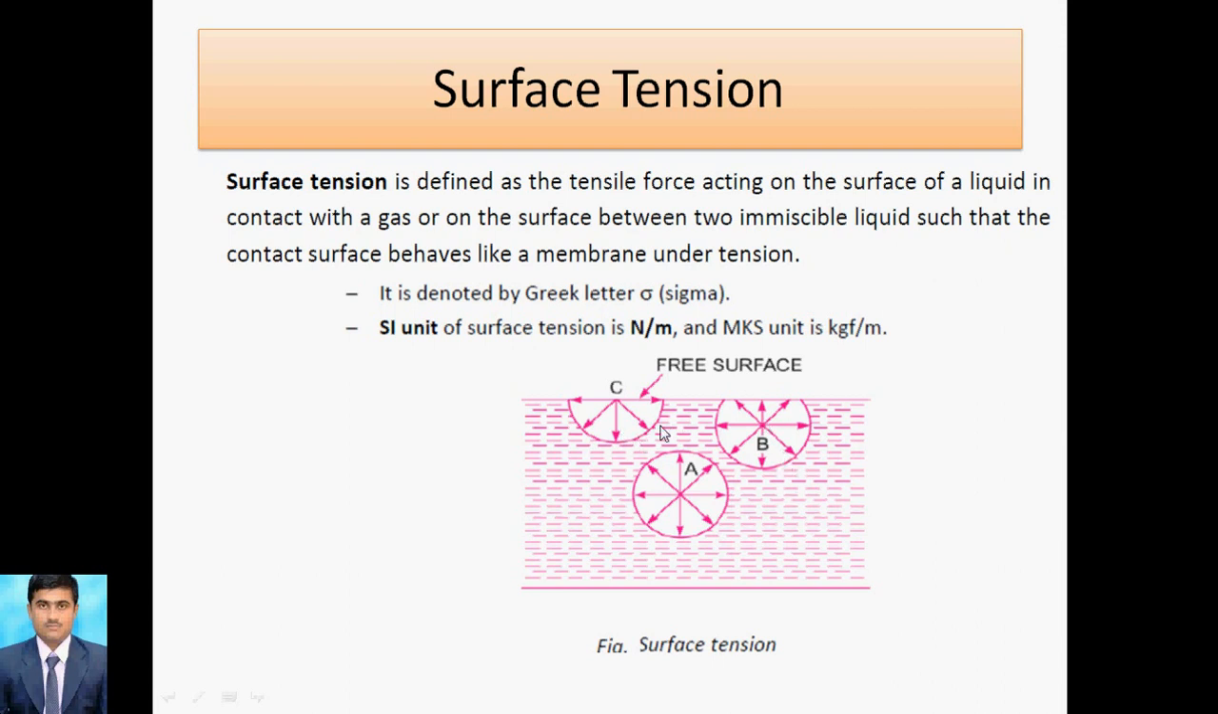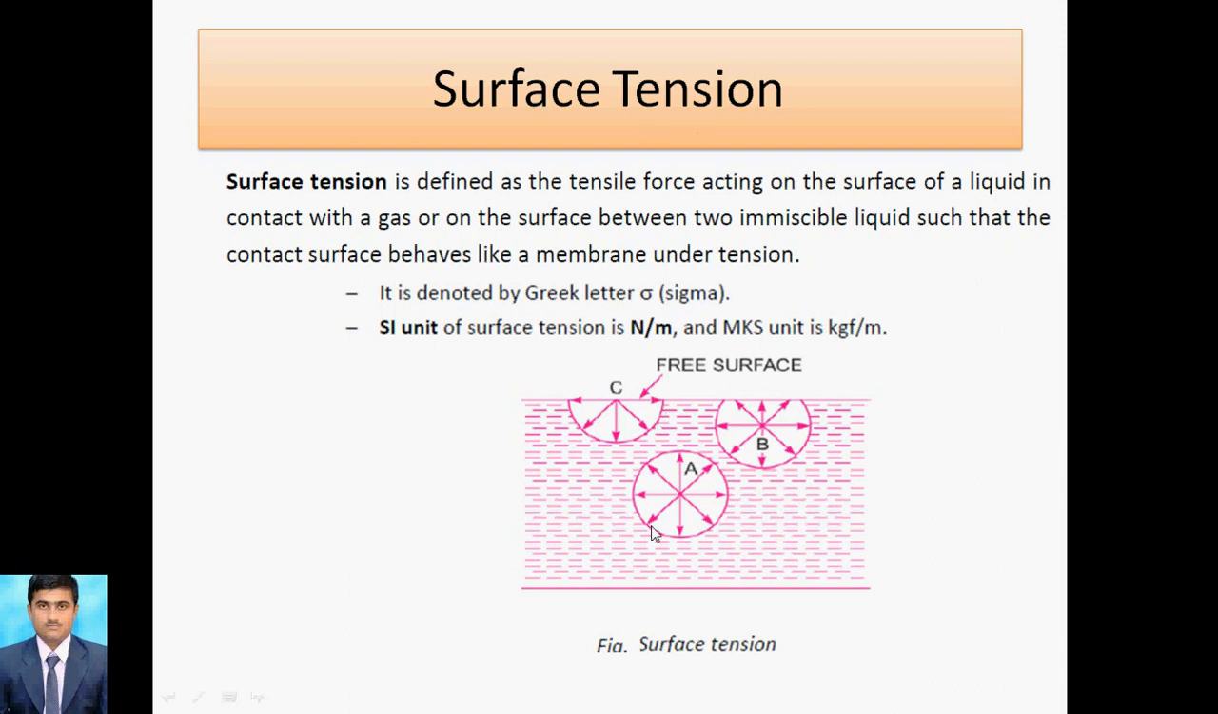Now molecule C is in contact with the free surface. Free surface means the liquid is in contact with air, and therefore it experiences a resultant force in the downward direction. Again, the resultant force on A is zero, on B it is downward, and on C it is also downward. This causes a very thin film on the surface that acts as a tensile force. This surface is called surface tension.